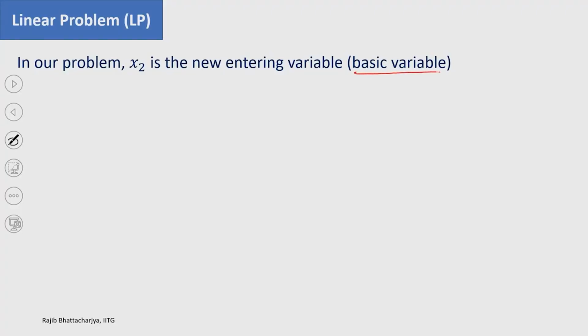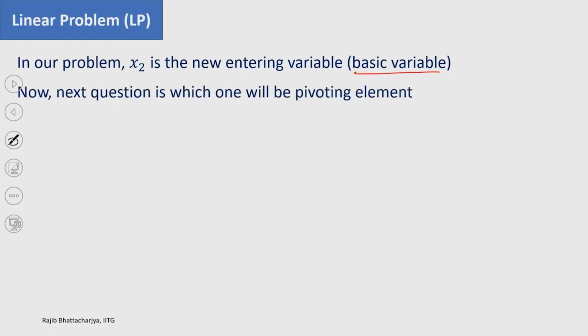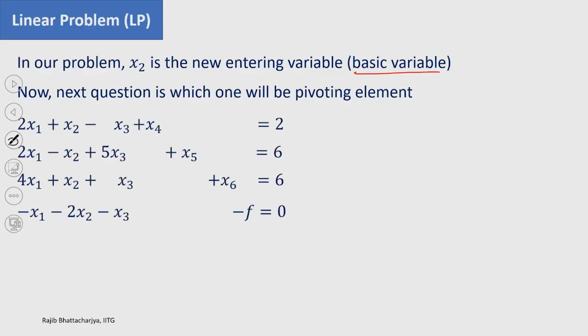So, this will be the basic variable. Now, the next question is which one will be the pivoting element. Okay. So, the pivoting element may be this one or this one. It may be this one, it may be this one, it may be this one. So, we have to take a decision at that.